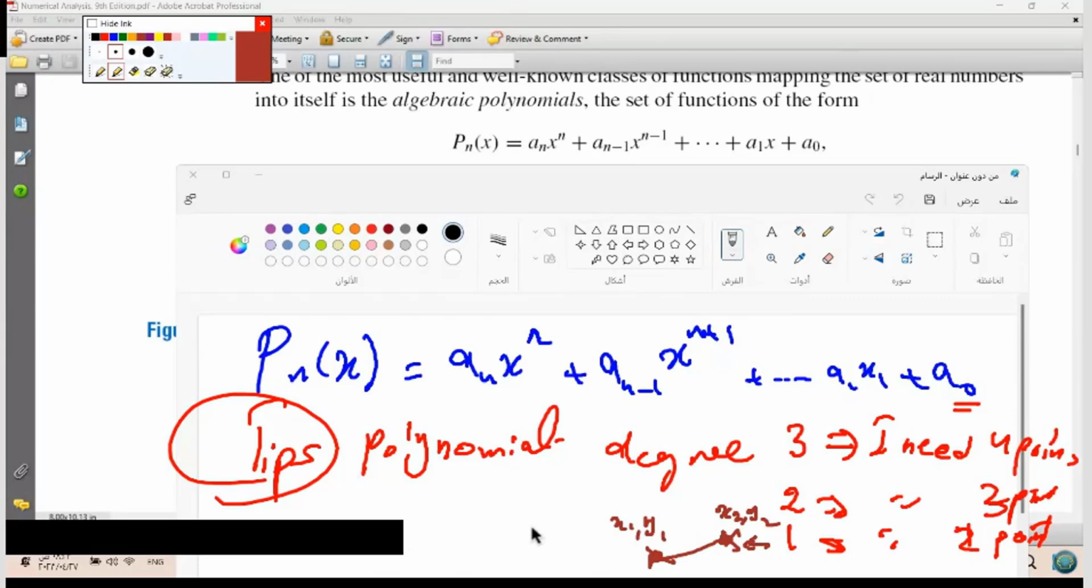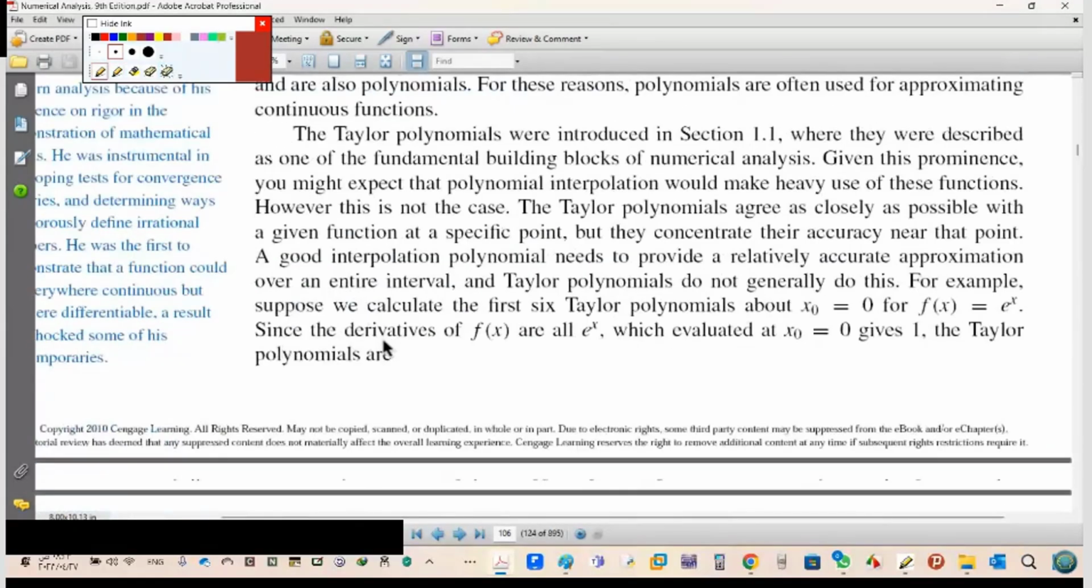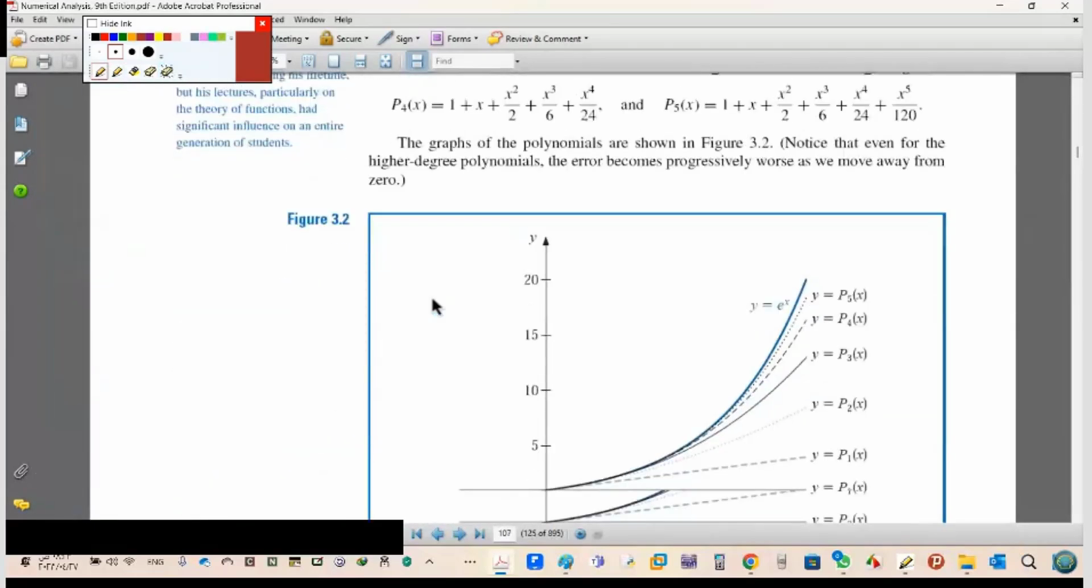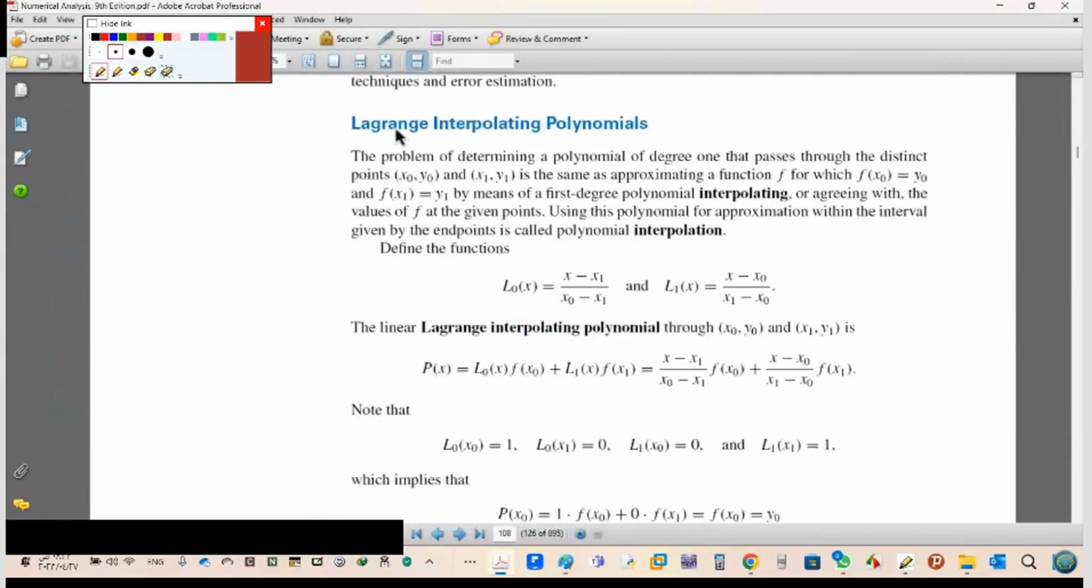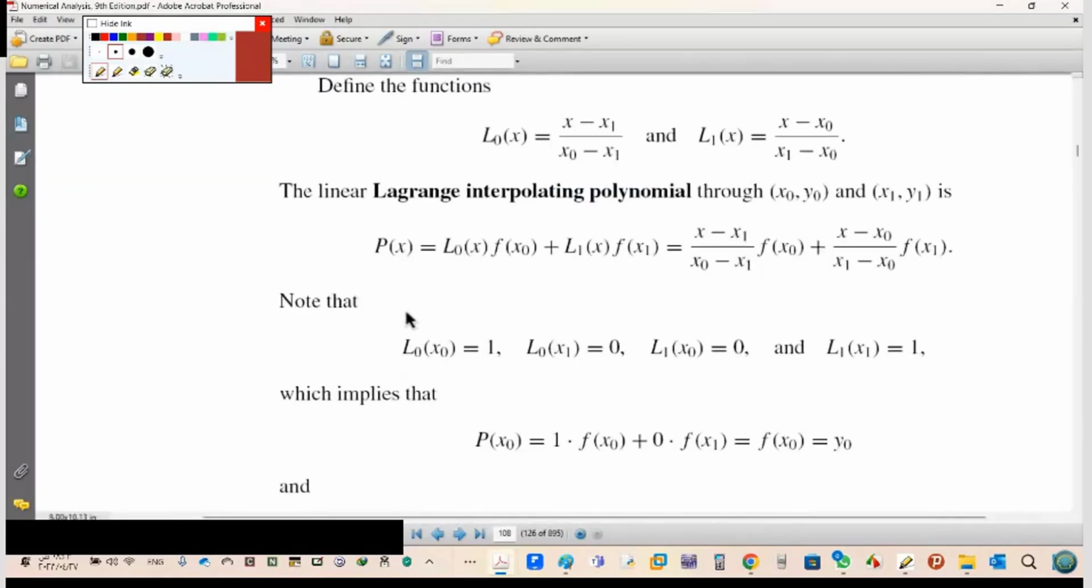The idea is that I want to find a0, a1, a2 for this equation. How can we find them? We have another thing. Let's minimize this and go to the example. Here in the book, we have Lagrange interpolation, or the interpolating polynomial. In the Lagrange interpolating polynomial, we have this formula. What is this formula?